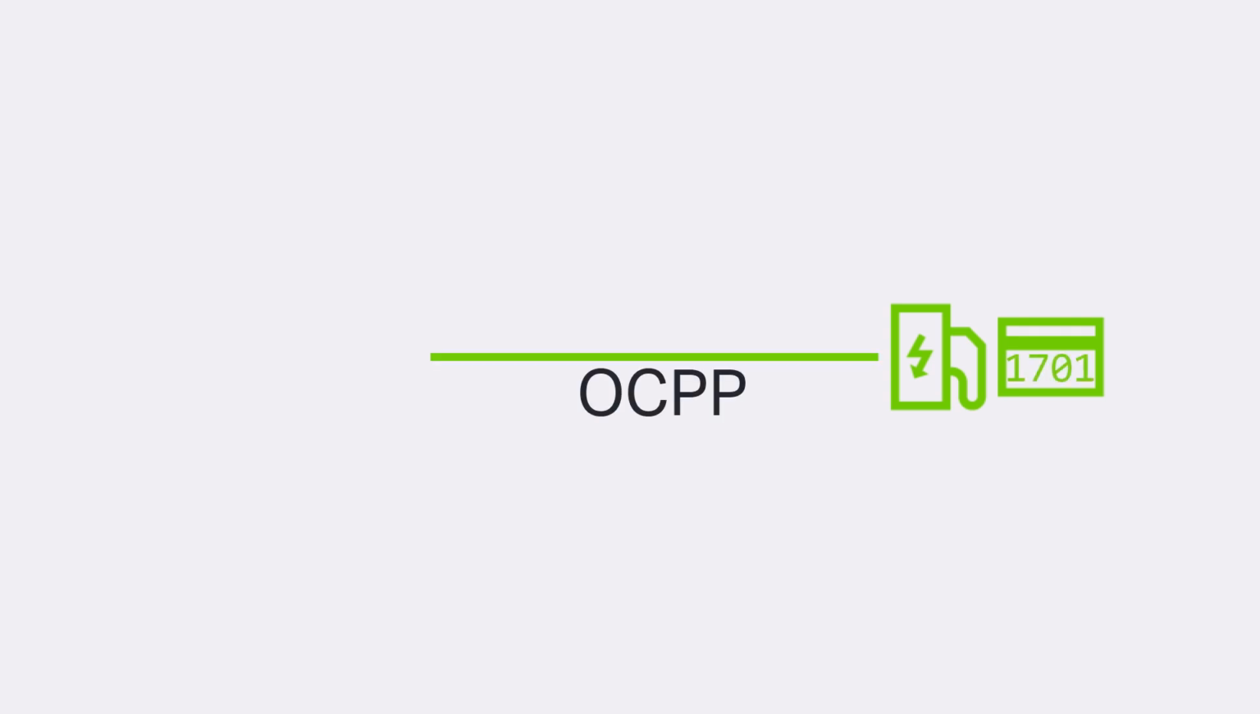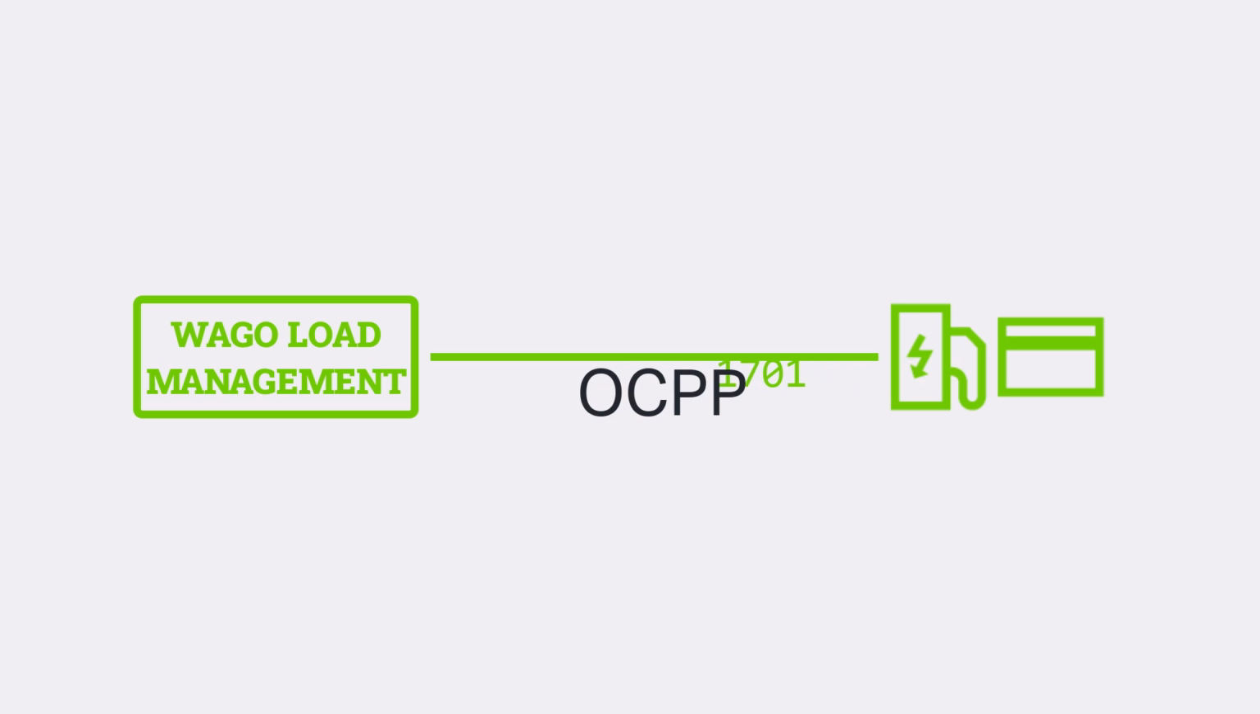The basic principle of user management is quite simple. A user registers at the charging point with their personal RFID chip. The RFID number is transmitted to the load management system via OCPP. In the load management system, we can assign the number a clear name and allocate it to a user group.